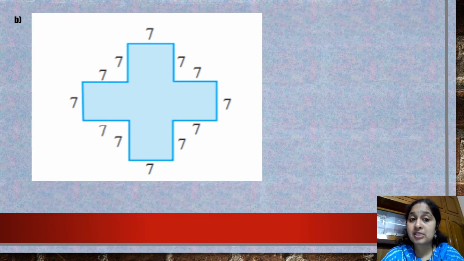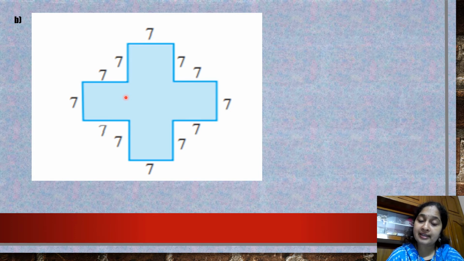Now look into this picture. Yes, it looks complicated, children, but it is not really complicated. See, they've given you a figure which is looking just like a cross. So what can I do with this figure? I have to divide it into different parts. How do I do? I can draw a line here. I can draw a line here. I can draw a line here. And I can draw a line here. So after drawing the lines, the figure will look something like this.